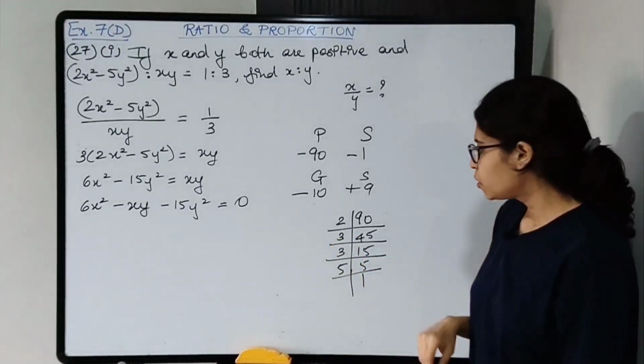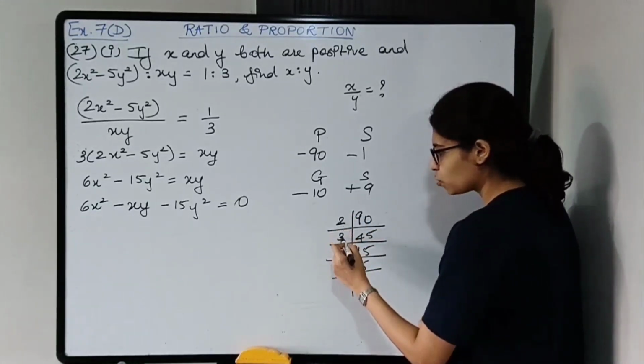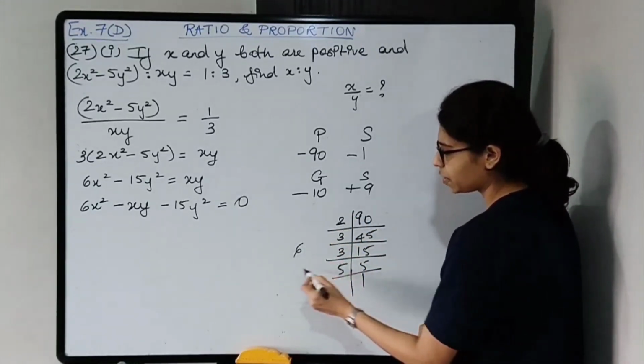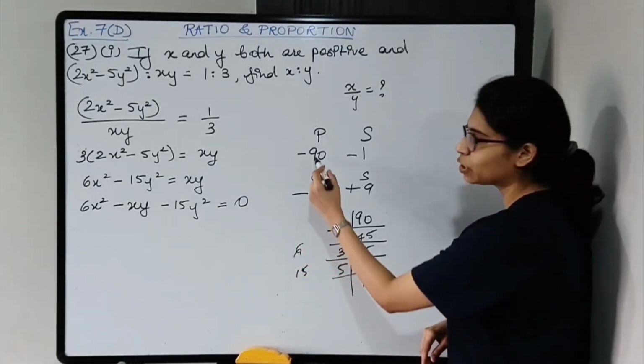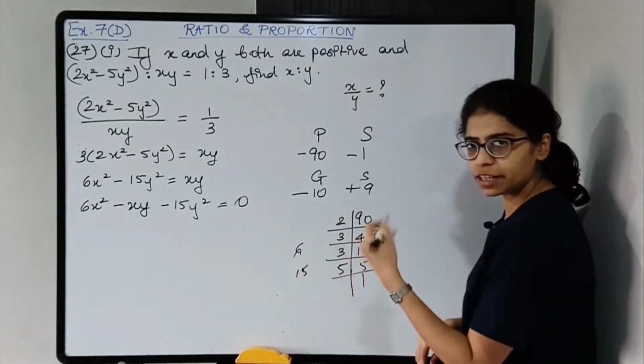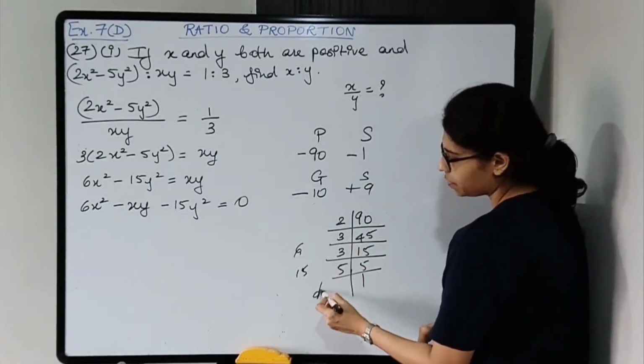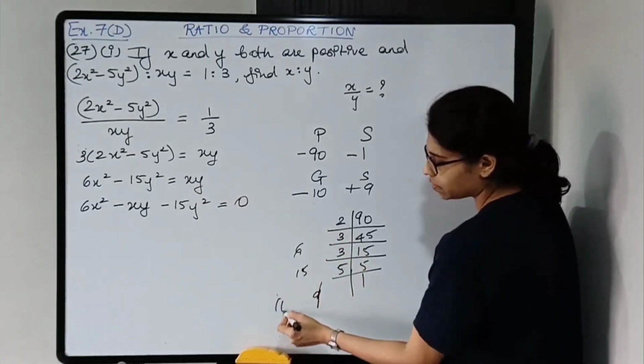You need to just rearrange the factors. So 2 and 3 make 6, and 3 5s are 15. 6 and 15 when you multiply you get 90, but the difference is not 1. So you need to rearrange the factors again. So you will consider 3 into 3, that gives 9, and 5 into 2, that gives 10.